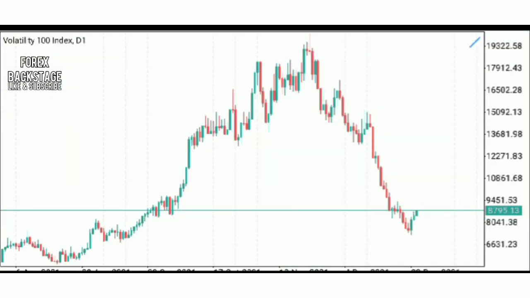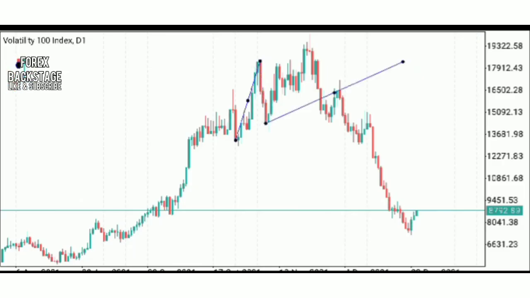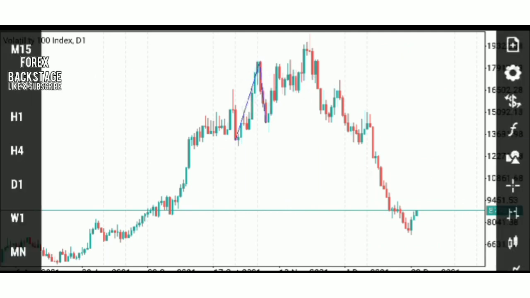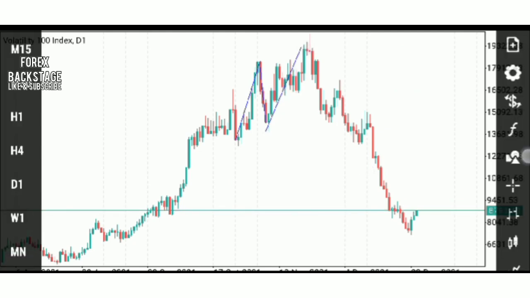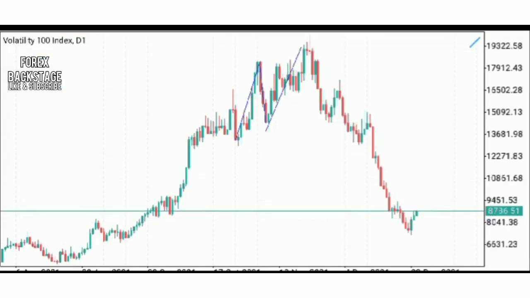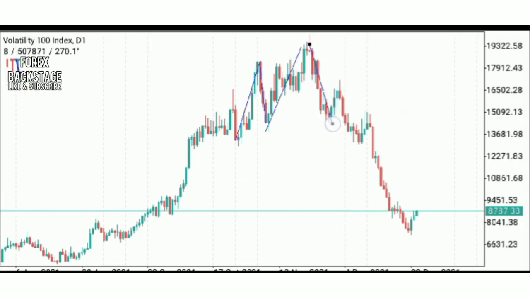So it goes back to: I have a corrective movement, which side am I expecting the impulsive movement to go to? You get my point? Yes. So we have a head and shoulders here. We have a head and shoulders. So let me quickly do it like this.